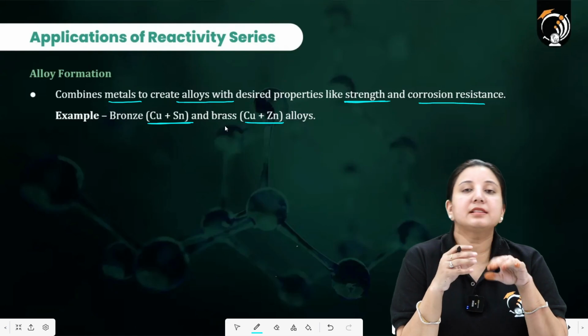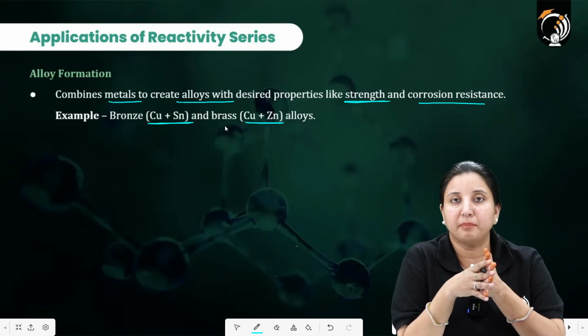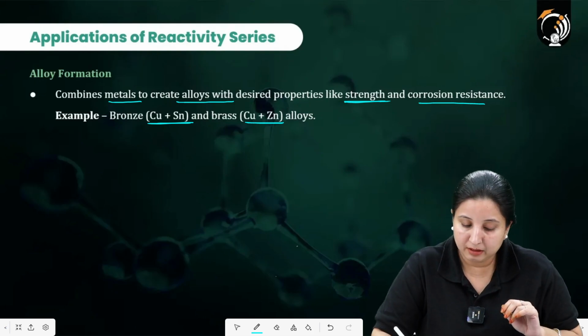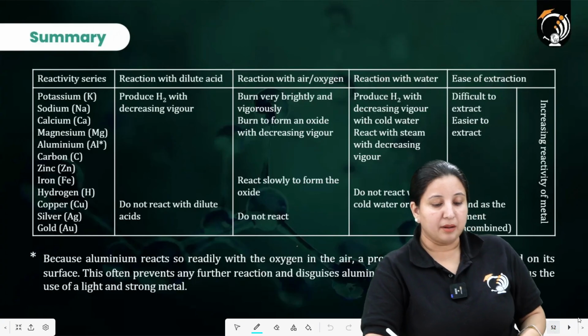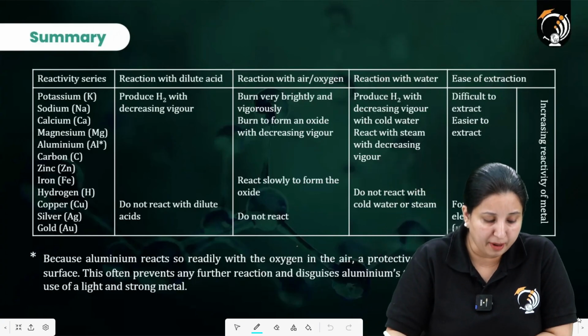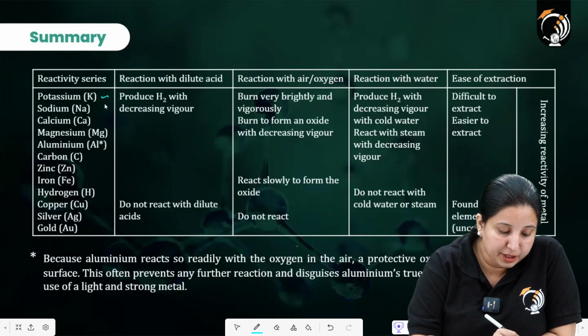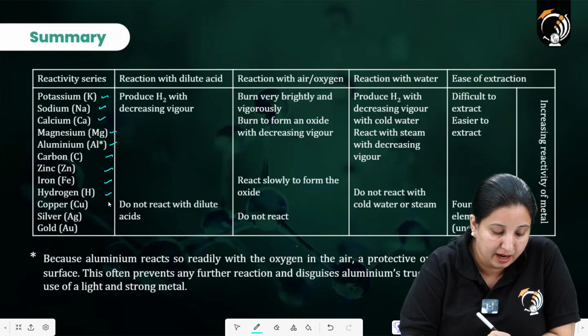It is not like we can take any of the metals and combine them. That is going to be on the basis of their reactivity only. So, here is the summary of the reactivity series. If you look, the reactivity series is: potassium, sodium, calcium, magnesium, aluminum, carbon, zinc, iron, hydrogen, copper, silver and gold.